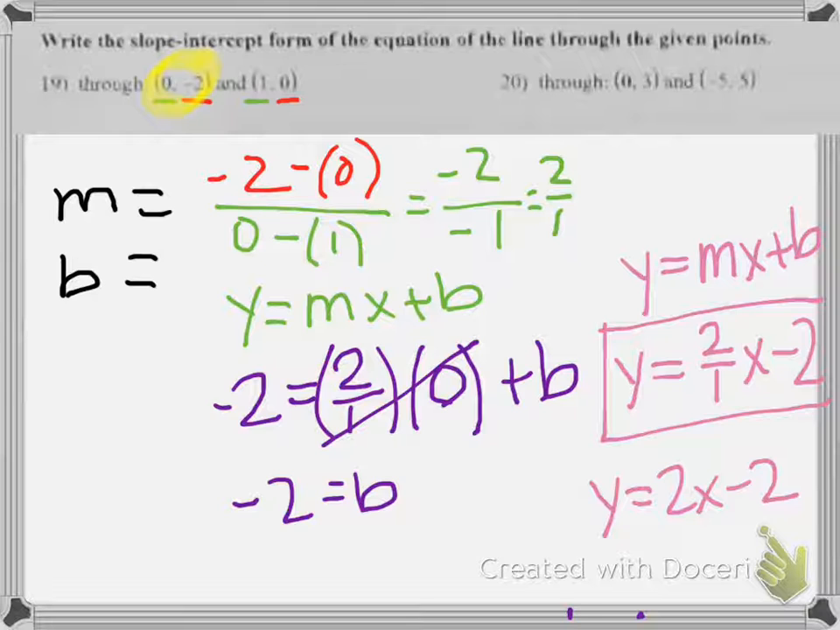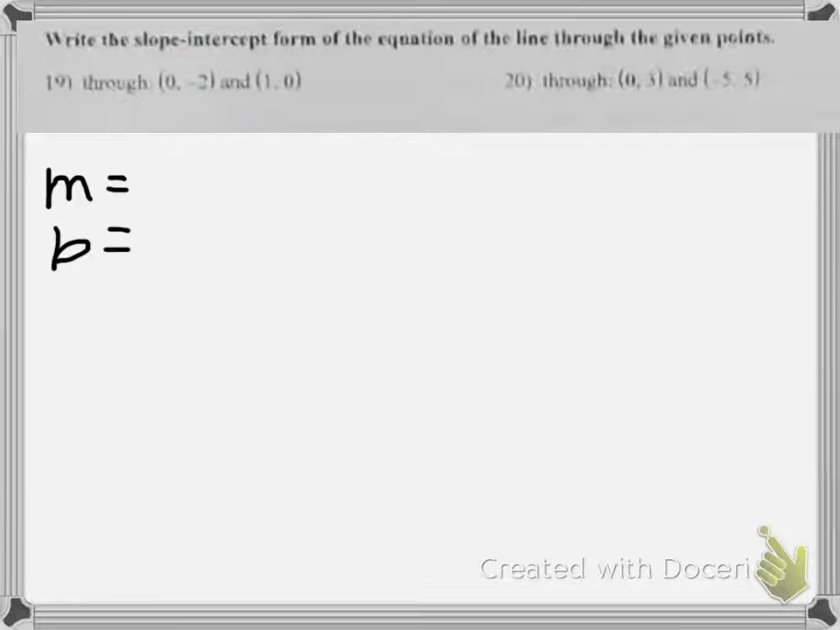Alright, let's look at example 20. So here, remember, what we need to know in order to write an equation is our m value, which is our slope, and then our b value, which is our y-intercept. So here we're given 2 points as well. So we're going to find our slope. We know to find slope given 2 points, we can just use our slope formula. So here m is equal to y1 minus y2 divided by x1 minus x2.